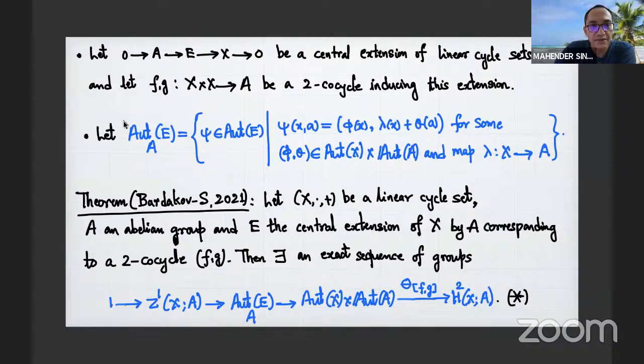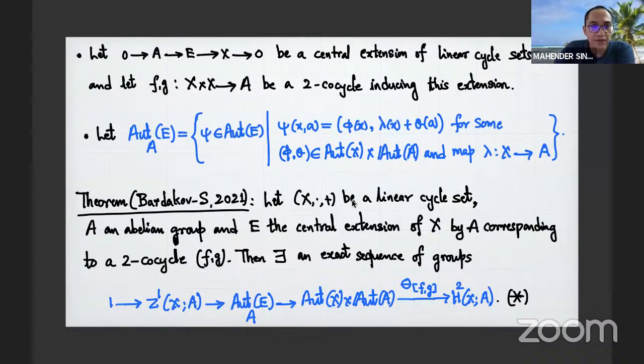And let us set this nice subgroup of the group of automorphisms of the extension E, the linear cycle set E. So which is those automorphisms which decompose like this. Okay, so psi of XA is phi X on the first component, and the second component it is lambda X plus theta of A, where phi and theta are automorphisms of X and A respectively. But there is this scaling factor here, lambda X, where lambda is just some map from X to A. Okay. Then one can put all the groups that I defined in this exact sequence.